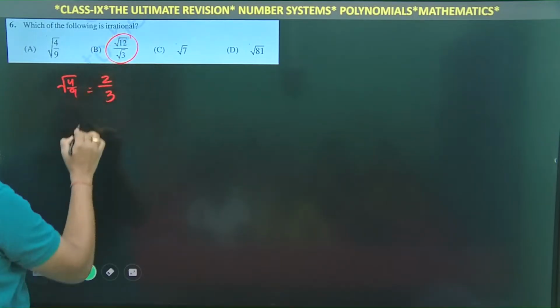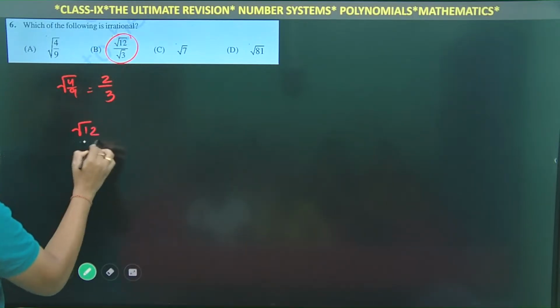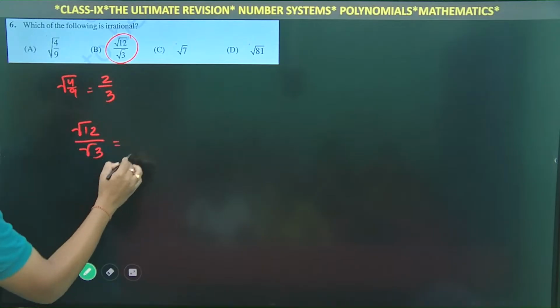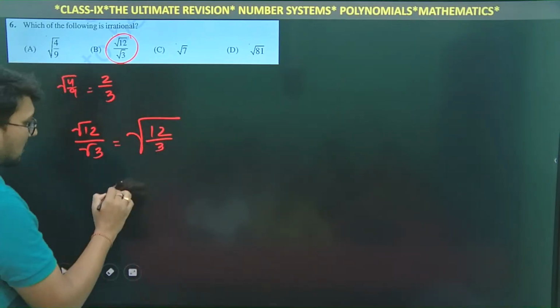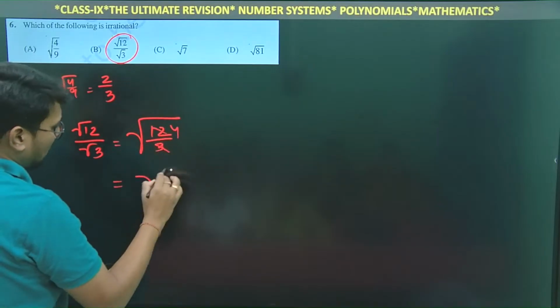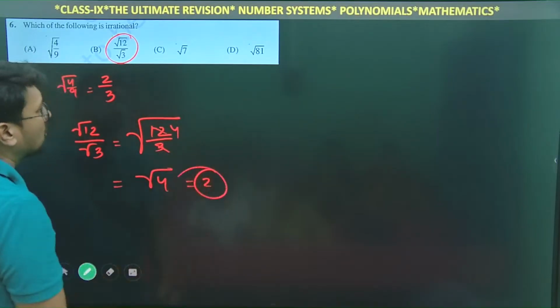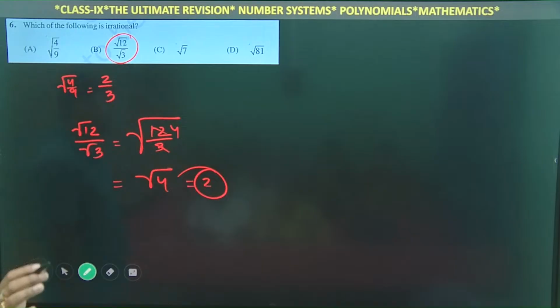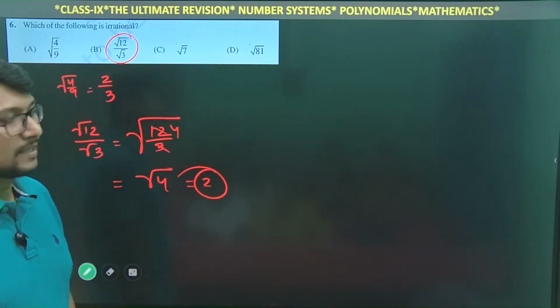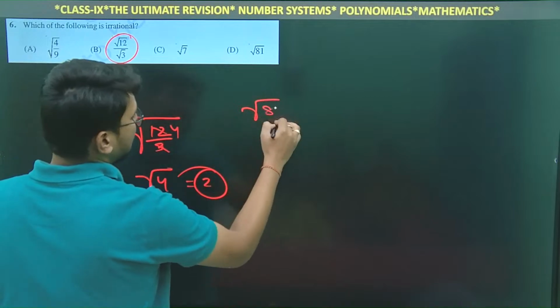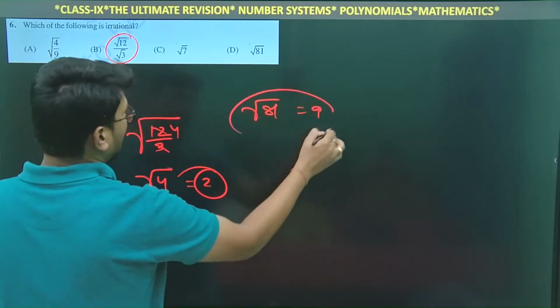What about this, root 12 by root 3? You can write this as root 12 by 3. So that is square root of 4. Square root of 4 is what? 2. So is it irrational? No, rational. What about square root of 81? Square root of 81 is 9.